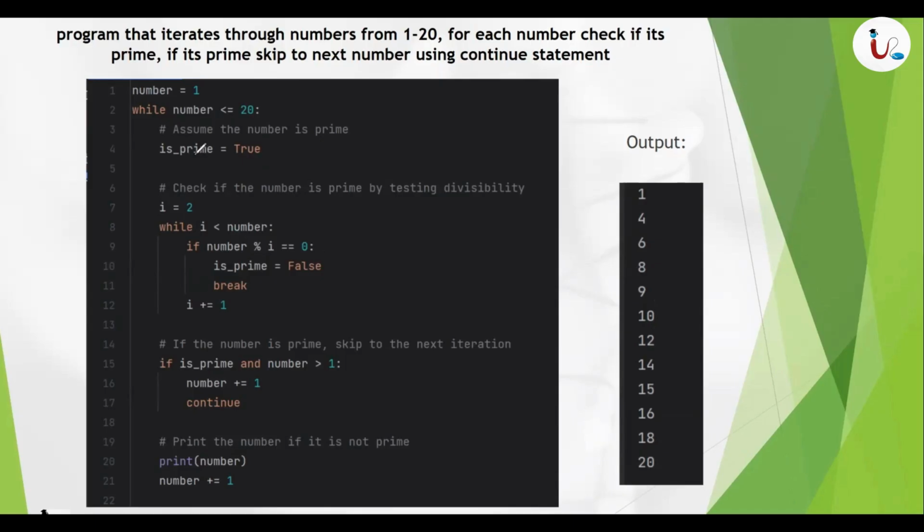Now we need to check if the number is prime by testing divisibility, which means I have another variable i, which is starting from 2. While i less than number. Now this is a nested loop because this while loop is inside this while loop. We call it a nested loop.